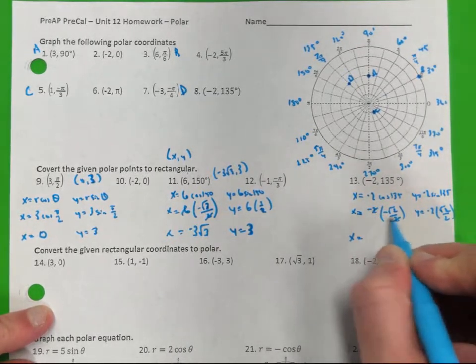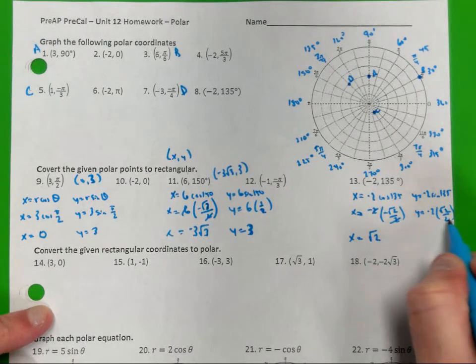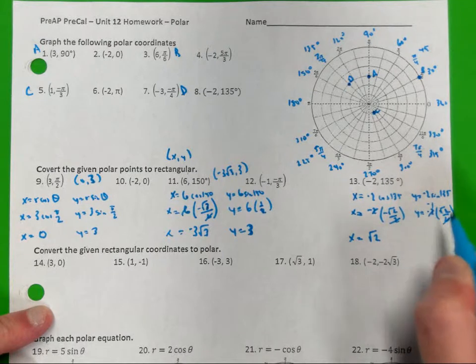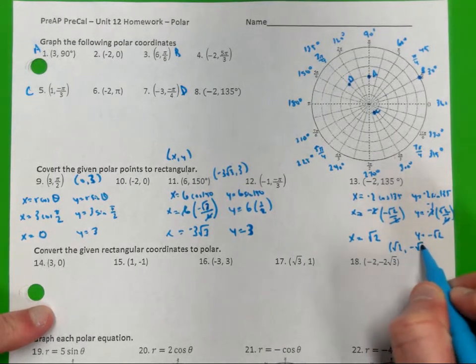These 2's cancel out. A negative times a negative is root 2. These 2 will leave a negative 1, so y equals negative root 2. So my ordered pair will be (root 2, negative root 2).